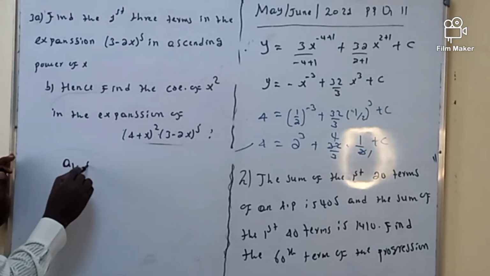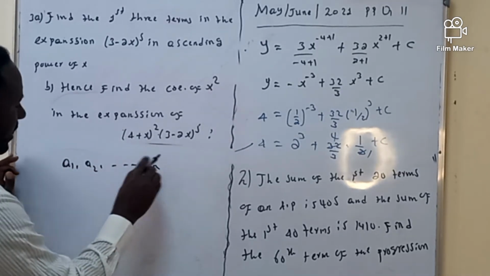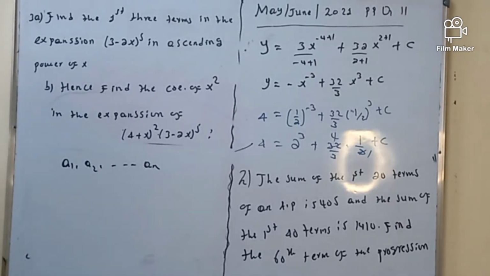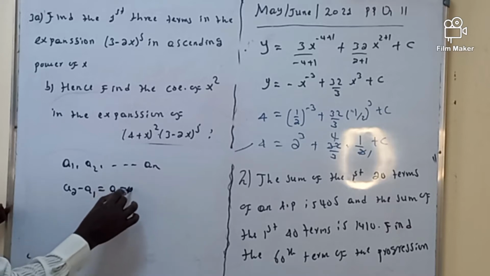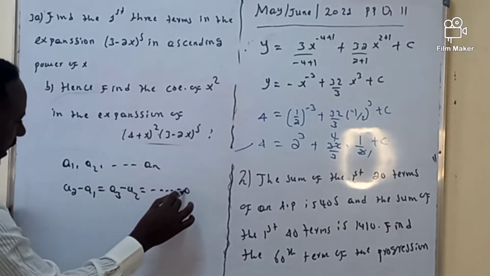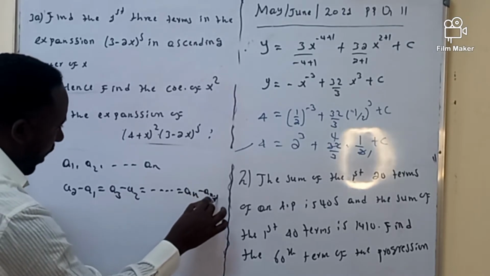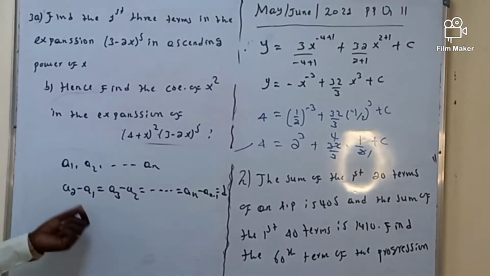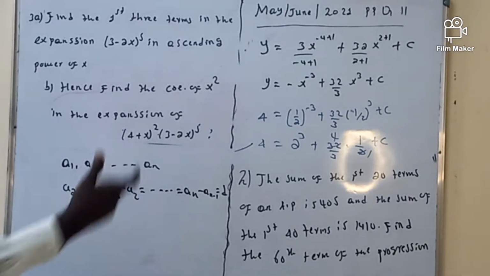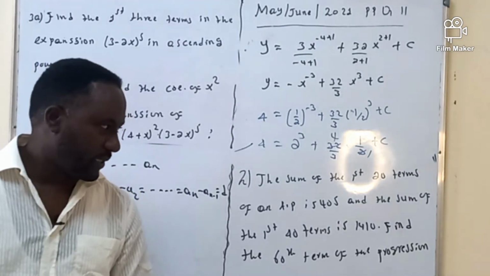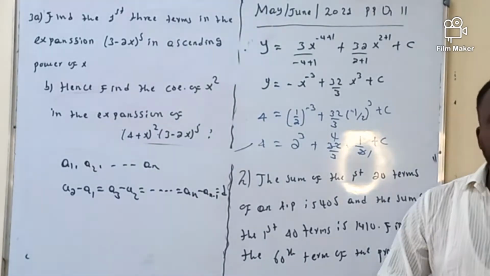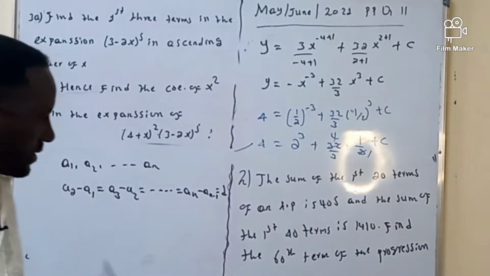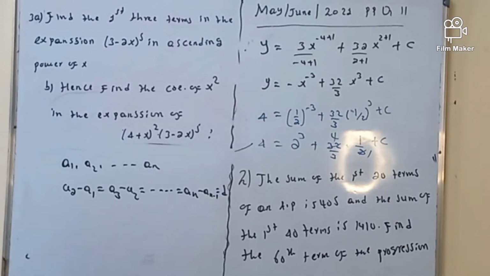For example, look at this one. A1, A2, up to AN are terms of an arithmetic sequence if the common difference between the terms is the same: A2 minus A1 equals A3 minus A2 equals ... equals AN minus A(n minus 1), which should be a certain constant real number d. If that is so, we call this an arithmetic progression. In general, for a sequence to be arithmetic, the common difference between the terms has to be the same. You have to know this point at the very beginning.